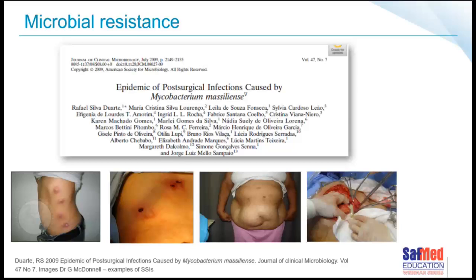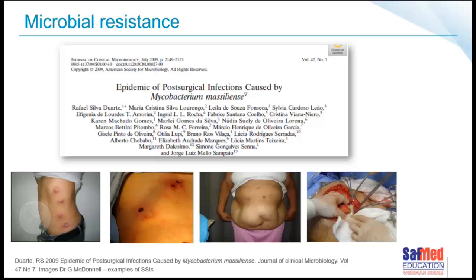Here's an incident that happened in Brazil in 2009, or the paper was published in 2009. It's an epidemic of a post-surgical infection, and this was caused by Mycobacterium abscessus subsp. bolletii, and this was reported in the Journal of Clinical Microbiology. Is this a microorganism we see in the South African context? Yes, it has been seen in South Africa.